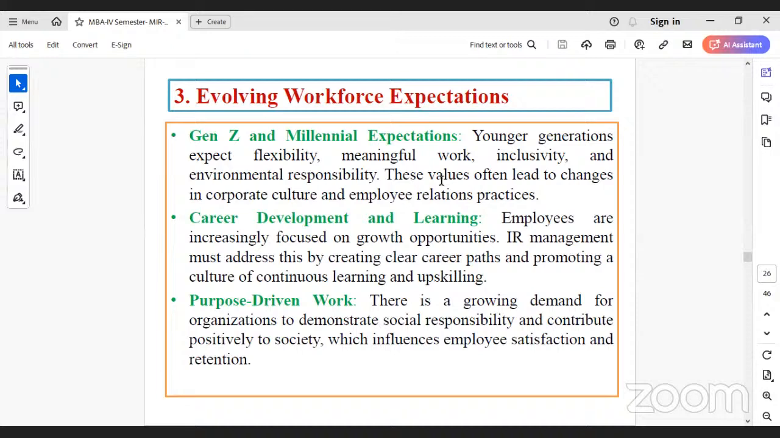Purpose-driven work. There is a growing demand for organizations to demonstrate social responsibility and contribute positively to society, which influences employee satisfaction and retention. So purposefully we have to recruit the employees, we have to drive them. Otherwise, new people will come and they won't know the work culture. So that is purpose-driven work.